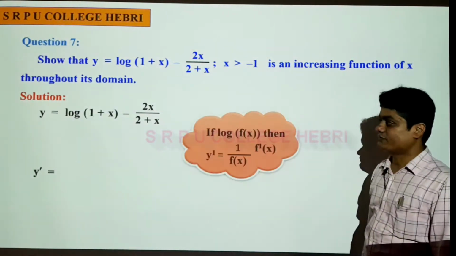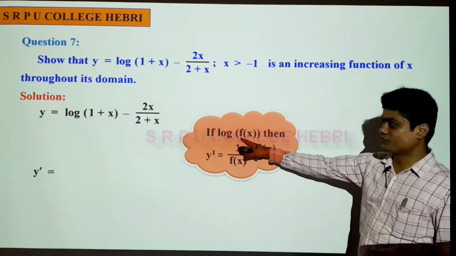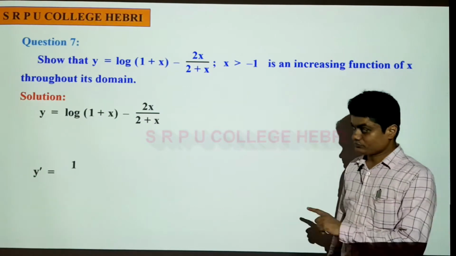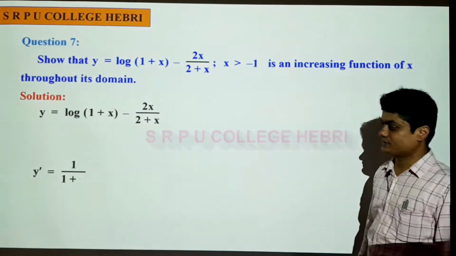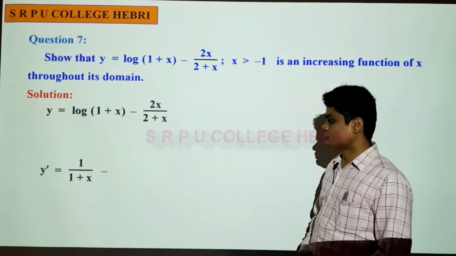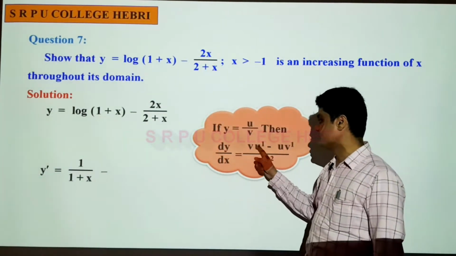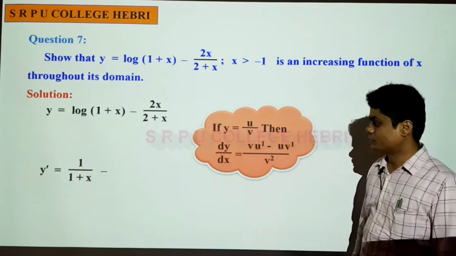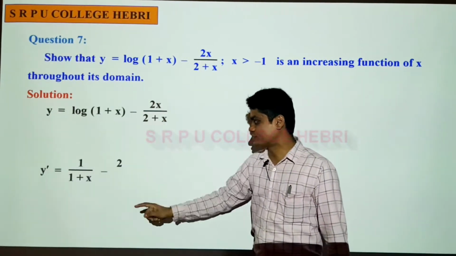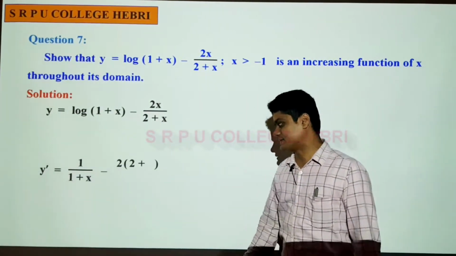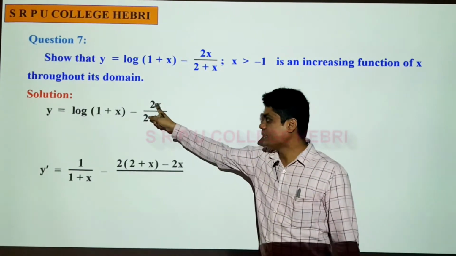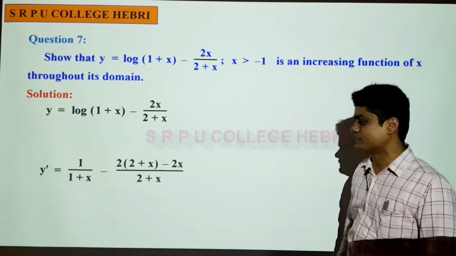Which rule? You can use the chain rule. Derivative of log of f of x is 1 by f of x into f dash of x. So it will be equal to 1 by 1 plus x into the differentiation of 1 plus x, which is 1. Then use the quotient rule u by v, where u is equal to 2x, v is equal to 2 plus x. What is the quotient rule? Differentiation of 2x, that is 2, into v, that is 2 plus x, minus the differentiation of 2 plus x, which is 1, and 2x will come as it is, divided by 2 plus x whole square.